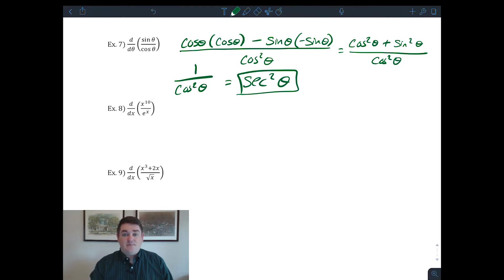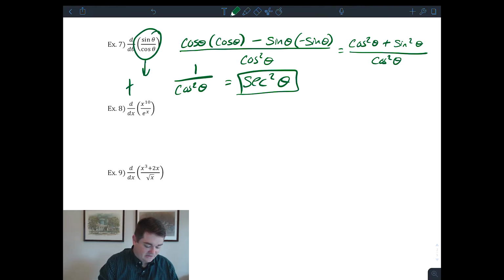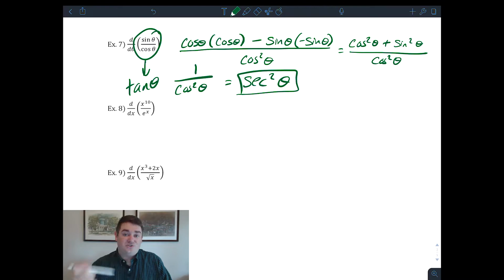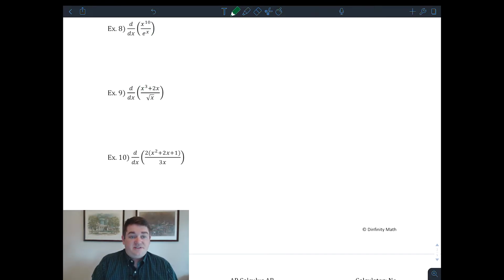And now's a good time to stop and realize this problem, sine divided by cosine, is the same thing as tangent theta. So that's how you show that the derivative of tangent theta is secant squared theta. And I'll have some Why It Works videos that address the derivatives of cosecant, secant, and cotangent, also using the quotient rule. Moving on, example 8, take the derivative of x to the 10th over e to the x.